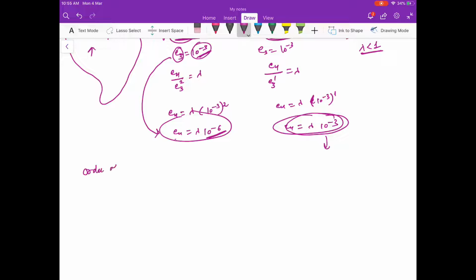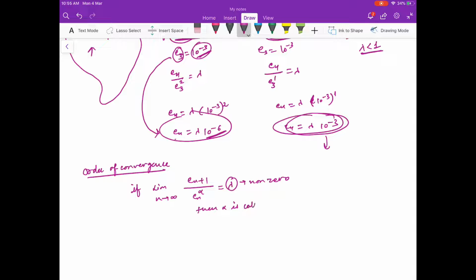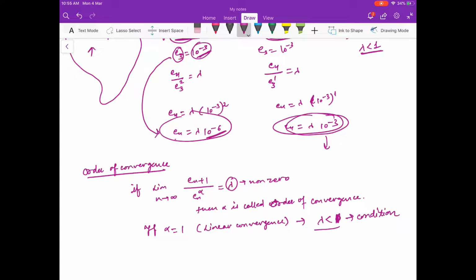Order of convergence is: if the limit as n goes to infinity of E_{n+1} upon E_n raised to power alpha is equal to lambda, and this should be non-zero, then alpha is called the order of convergence. If alpha is equal to 1, we call it a linear convergence, and here lambda should be less than 1. This is the condition on lambda.